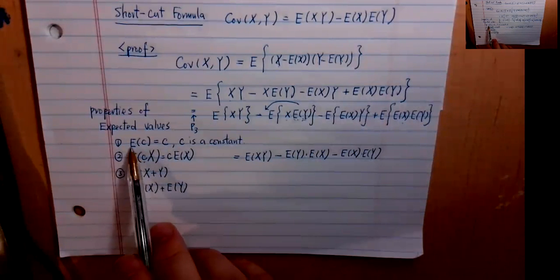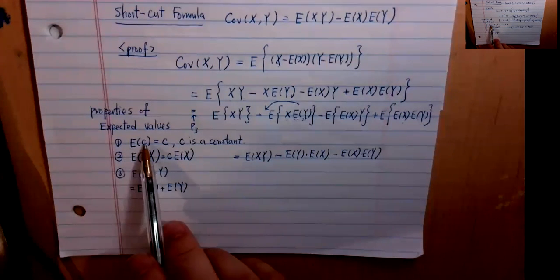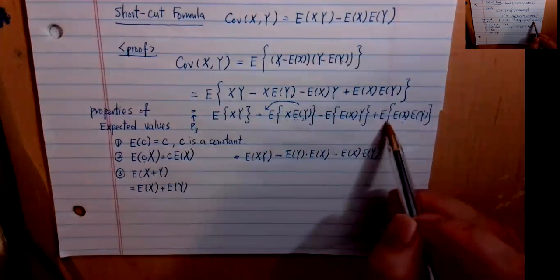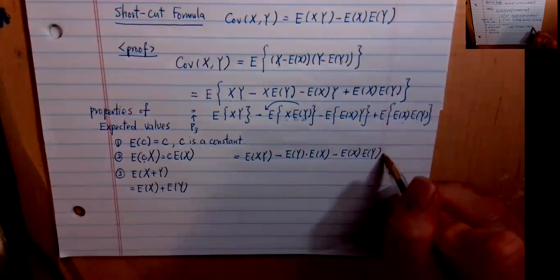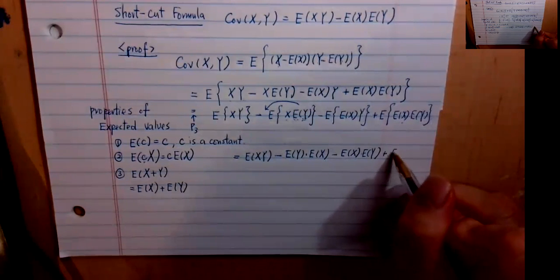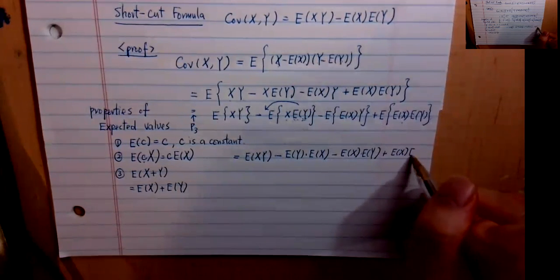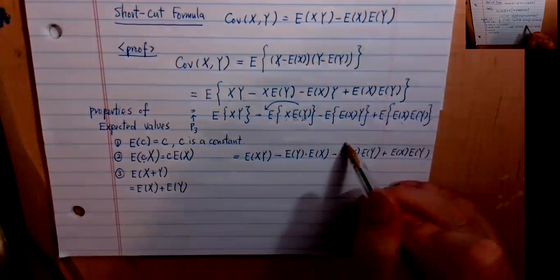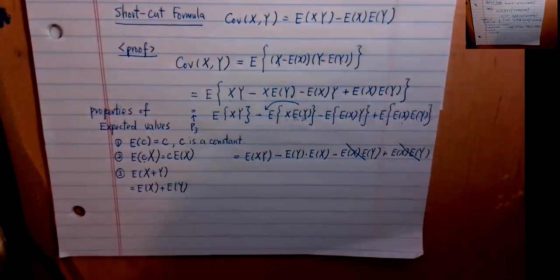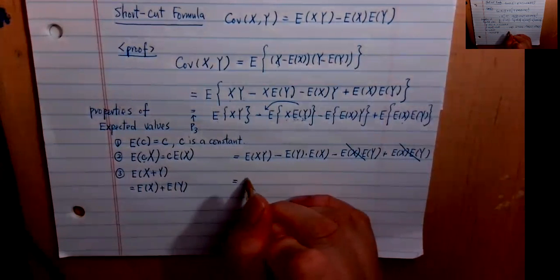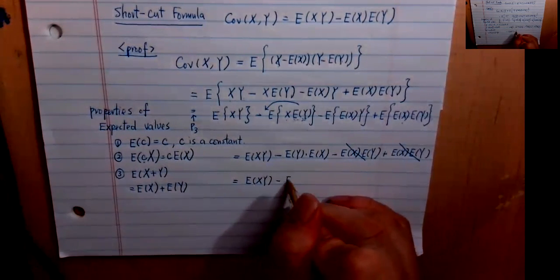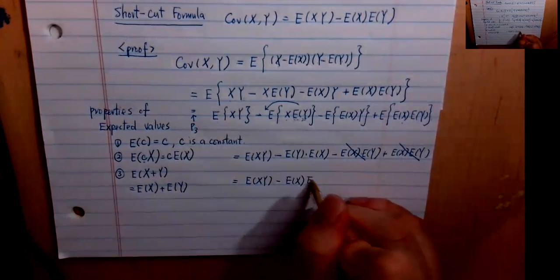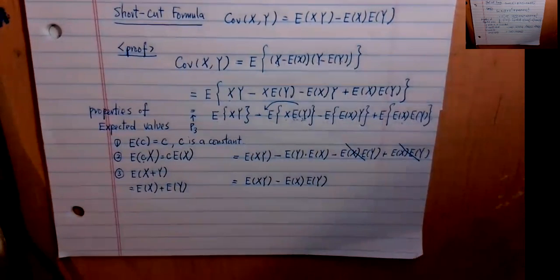So look at property one. Expected value of a constant is a constant itself. So this one I can remove the expected operator outside. So this one can be written as EX times EY. And then cancellation of EX times EY. So what do we have? We have expected value of XY minus EX times EY. This is what we call the shortcut formula.